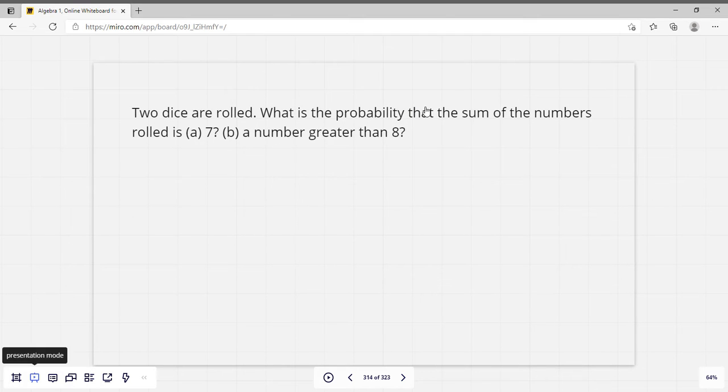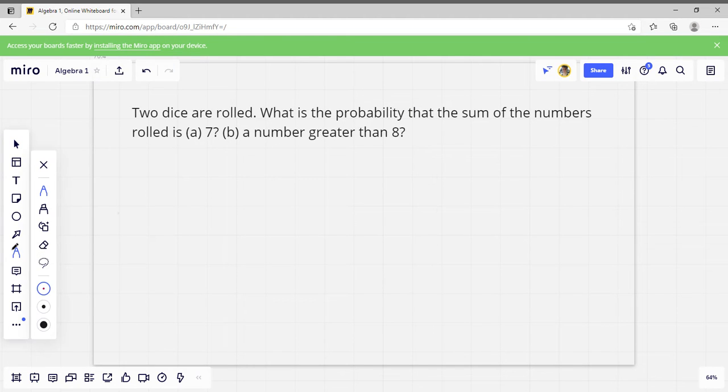All right, 2 dice are rolled. What is the probability that the sum of the numbers rolled is 7, or a number greater than 8? So for A, we want a sum of 7. If we're rolling 2 dice, that's 12 possible outcomes. No, that's more than that. Let's see. More than 12 possible outcomes.